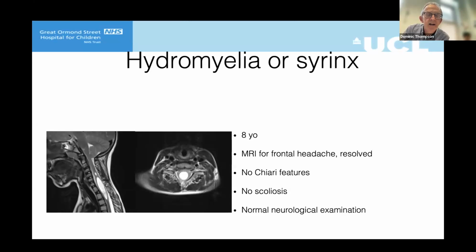So this is an 8-year-old who had an MRI for a frontal headache that subsequently completely disappeared. There were no Chiari features on clinical assessment, no associated scoliosis, and a normal neurological examination. And you can see here, there's not really a Chiari. I mean, you can see the tonsils are probably at or just above the foramen magnum, but there clearly is fluid in the spinal cord, but it's very central. It's much more hydromyelic in its appearance.